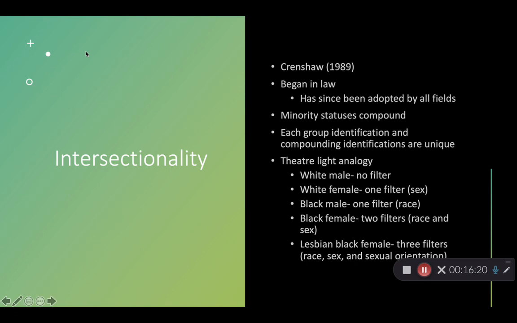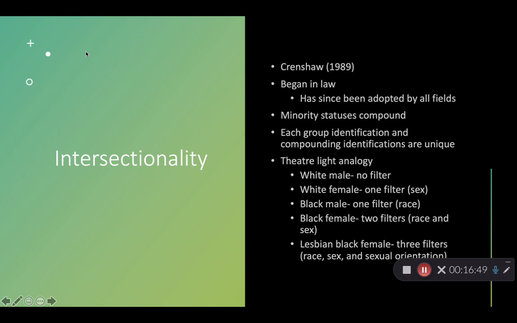And then a lesbian black female might have three filters: red and green, and then a blue over the top for sexual orientation. Again, this is the idea of who has more access. Depending upon the potential isms, racism, sexism, ethnocentrism, heterosexism, depending on how many groups you identify with that you don't have status with, that could be potential forms of prejudice and discrimination you might experience.